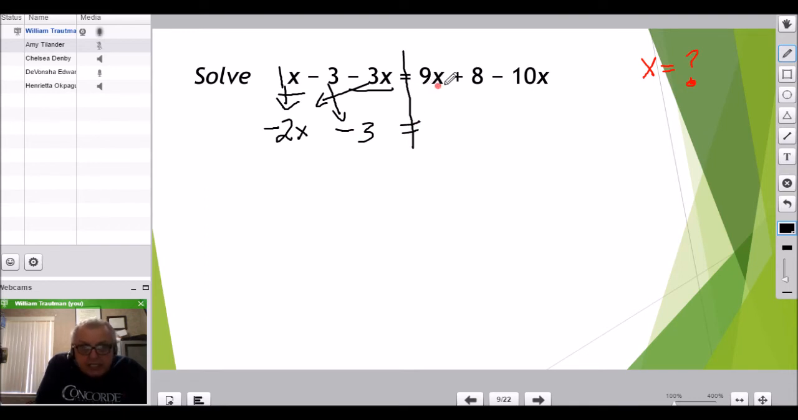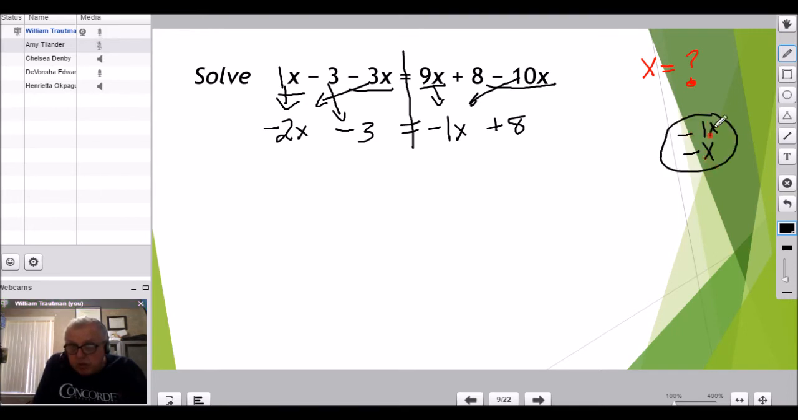On this side, 9x minus 10x. 9 minus 10 is a negative 1x plus 8. By the way, you don't have to write the negative 1. I put it there just so you can see. Negative 1x is the same thing as saying negative x. They both mean the same thing. But I just put it there so we know.